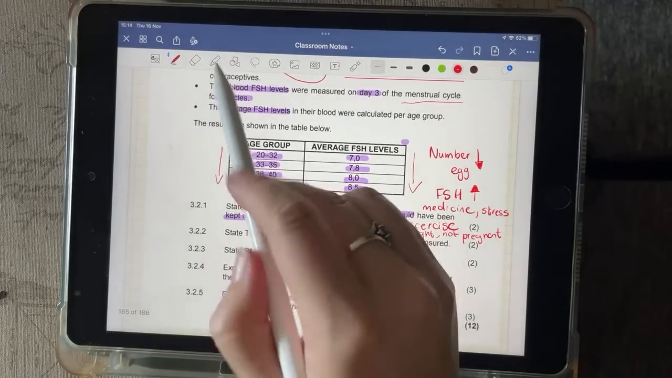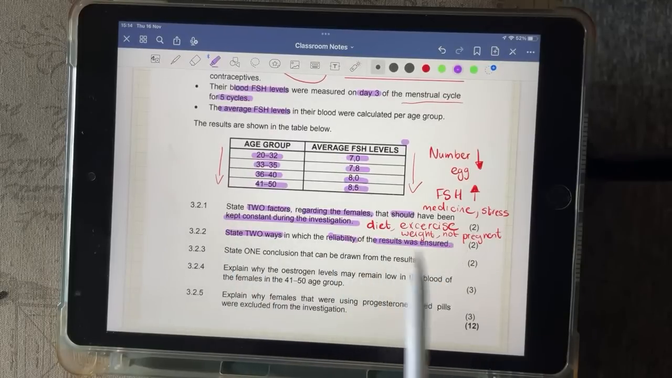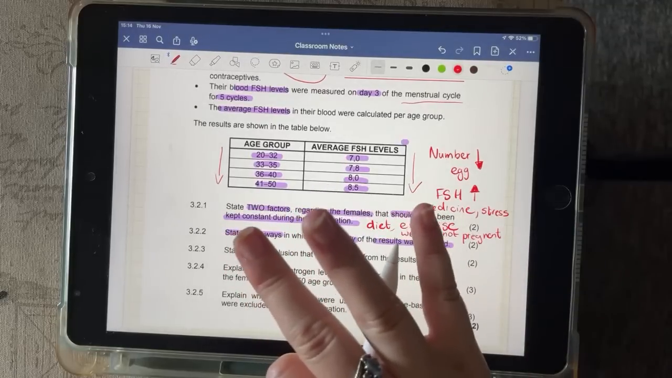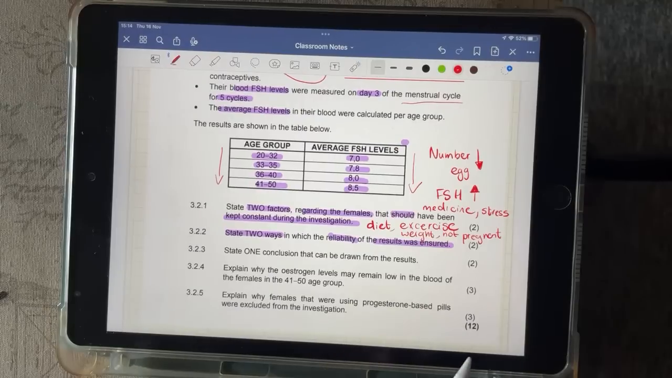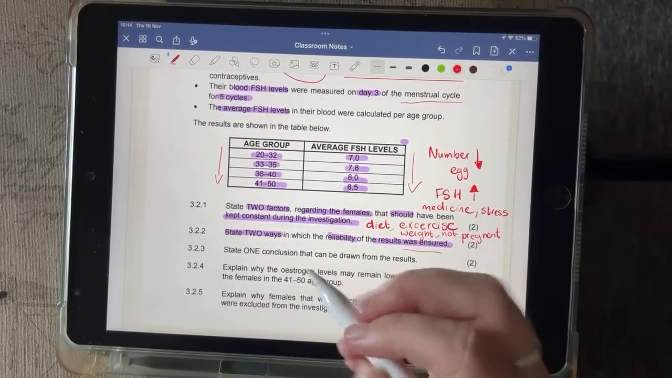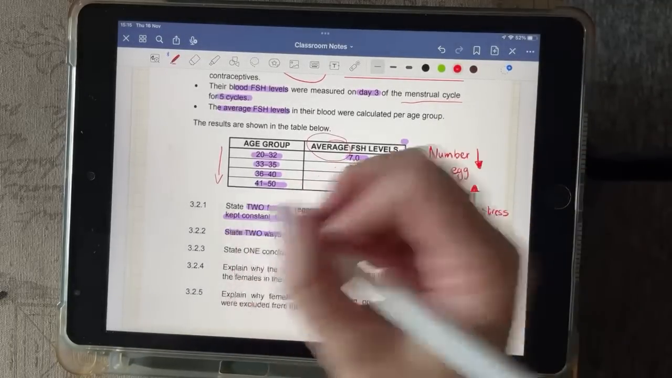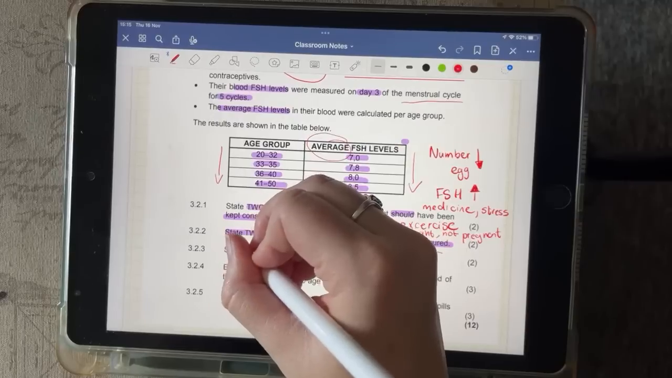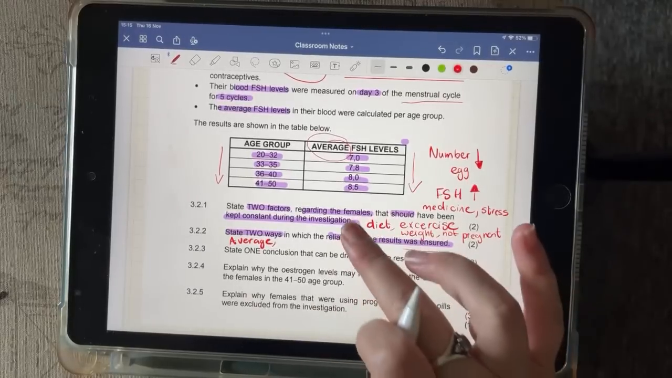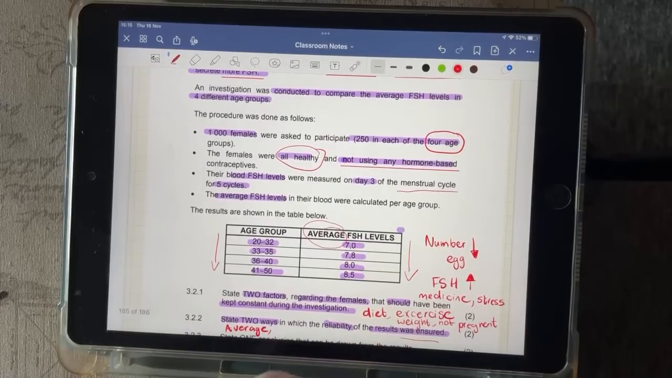Let's move on to 3.2.2. State 2 ways in which reliability of the results was ensured. So this must be something they did do. So we've actually only got 3 answers to ever give, but remember, it must be ones they have done, because it says what was ensured. So the first and obvious one is given away in the table. They calculated an average. So I'm going to put here, they calculated an average. And then our 2 other options is they used a large sample size or they repeated it.